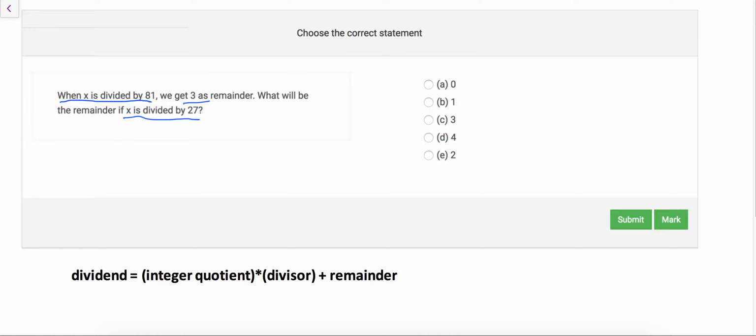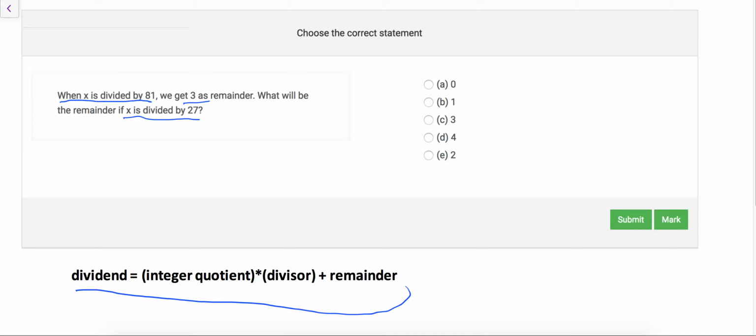This is a classic example of a dividend divisor type of question, so it's very common in the GRE or the GMAT exam. We can express this kind of thing with a formula, so it will be very helpful if you can remember it. The formula is: dividend equals the quotient into divisor plus the remainder.